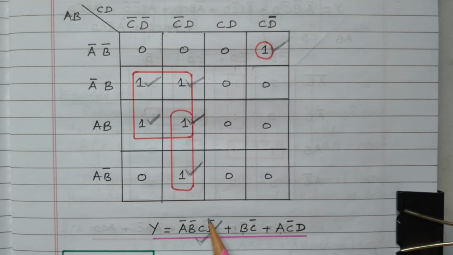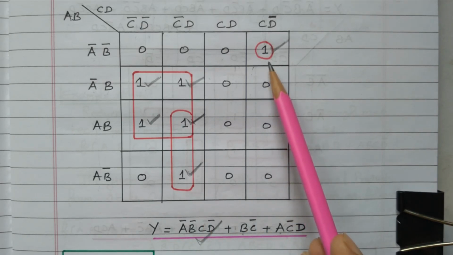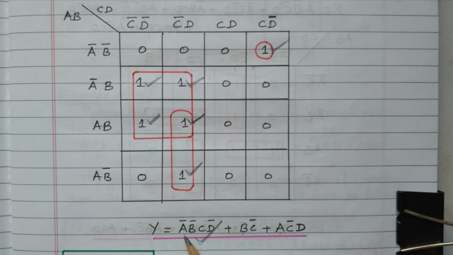This is due to group 1, group 2 and group 3. So we combine cell 1 as available alone. Due to that we got the expression A bar, B bar, C, D bar. Due to combining of these 4 cells, we got B, C bar. Combining of these 2 cells, we got A, C bar, D. So this is the reduced expression. By using K-map, the given Boolean function is reduced like that.